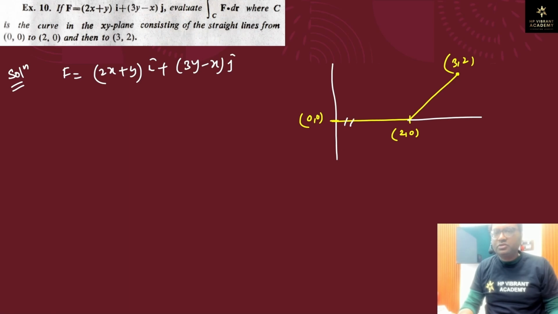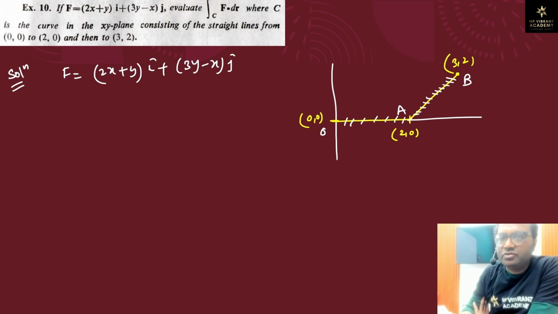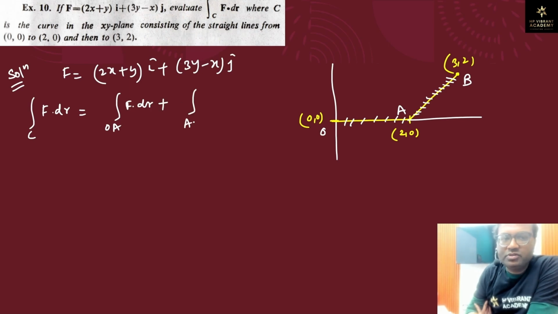So along this curve we have to find the line integral. Let us name this: this is O, A, and this is B. So OA and AB. We can break this curve C into OA, integral f dot dr, plus AB, integral f dot dr. Let us find this. So along OA we have the value of y as 0 and dy is also 0.